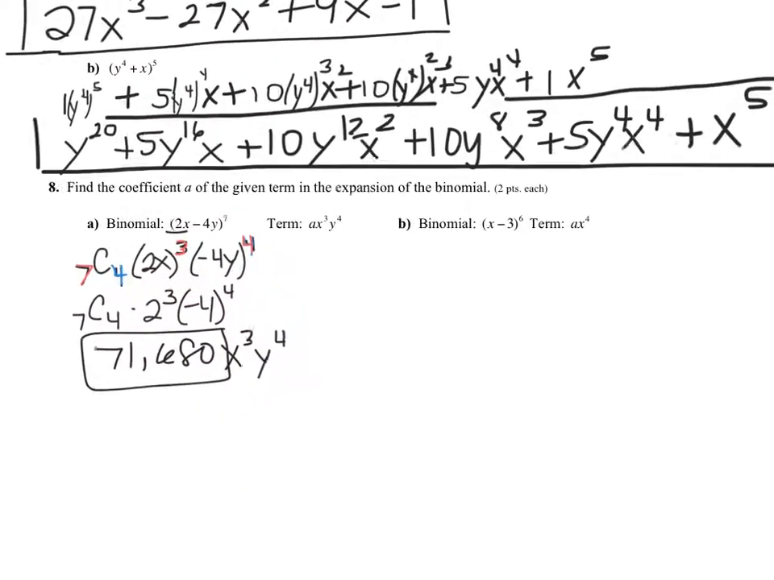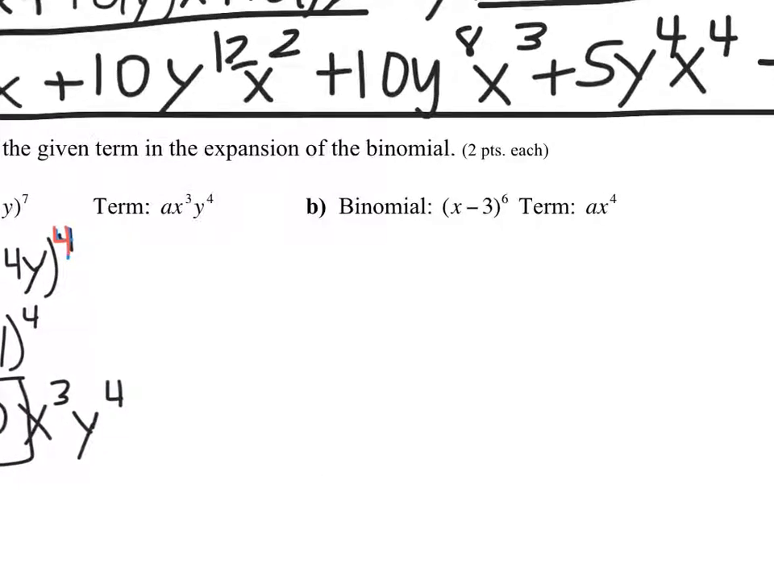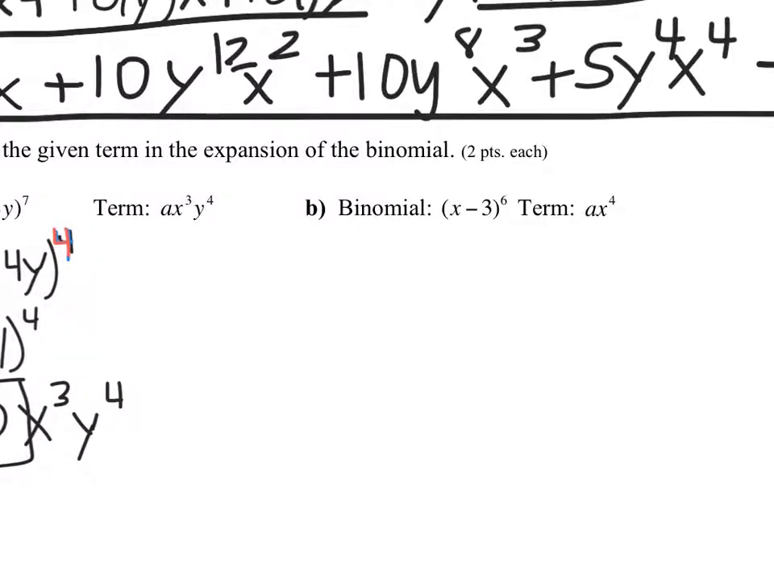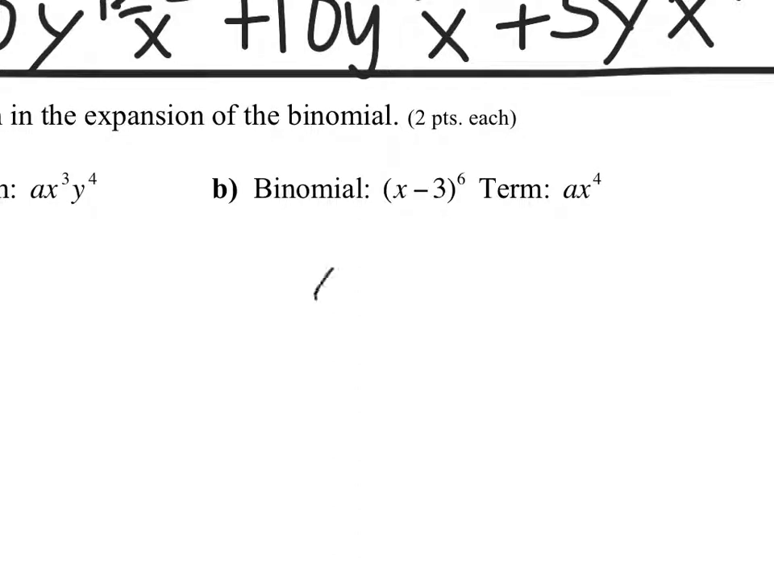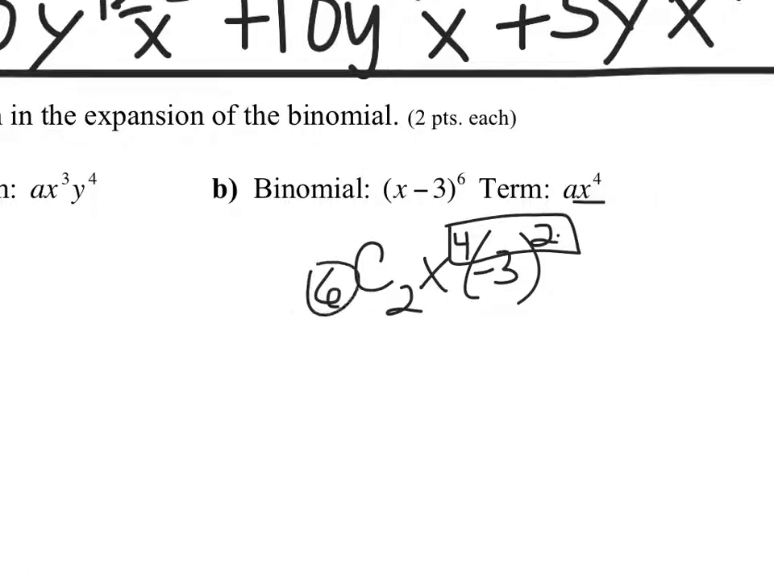Okay, let's look at this one now. This one's a little trickier because there's no y. It's -3 instead of a variable. But it's still the same idea. 6C, and if you want to skip that part, if you're not sure what that number is, x is to the fourth, so -3 would have to be to the second. Yeah, it'd have to be squared, because they're going to add up to 6. Because x is to the fourth, this would have to be squared because these always add up to 6.